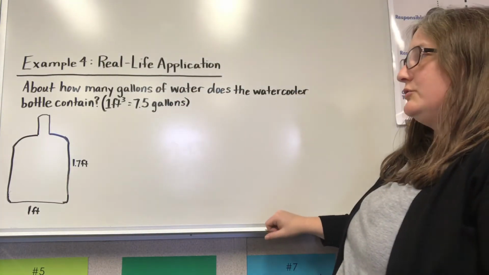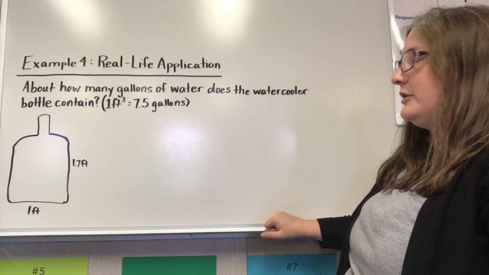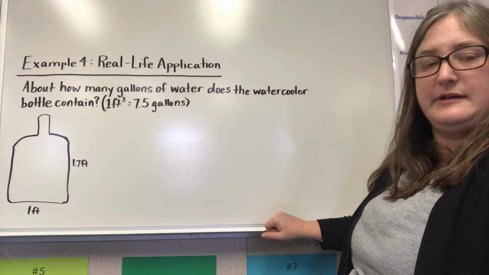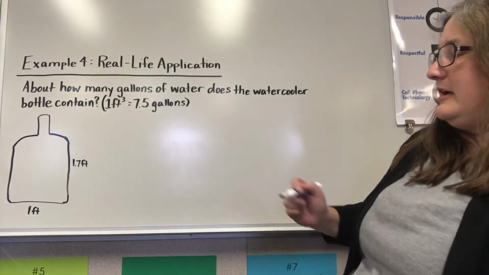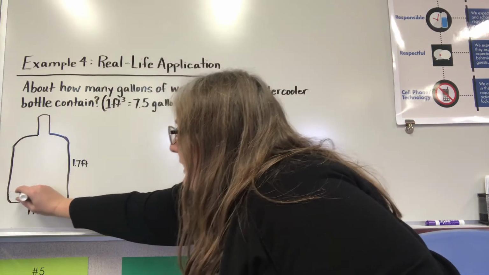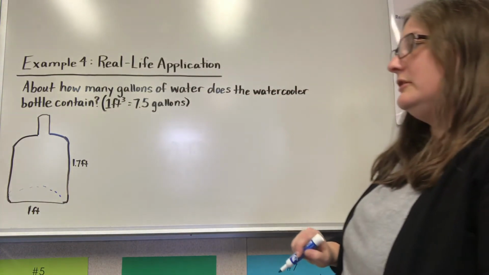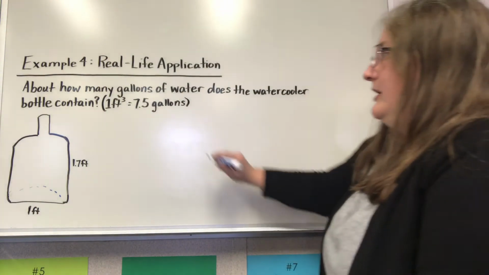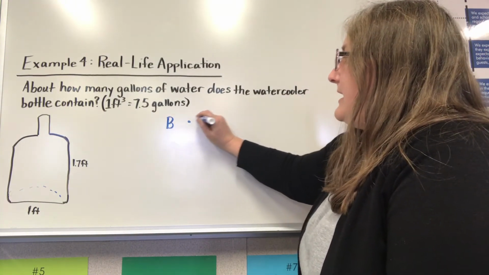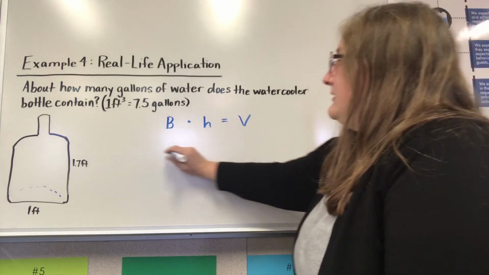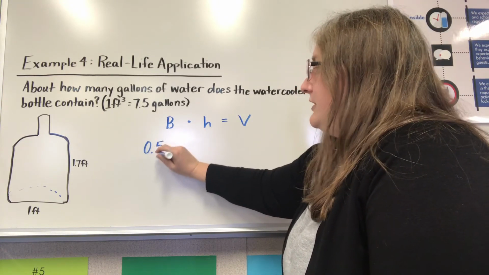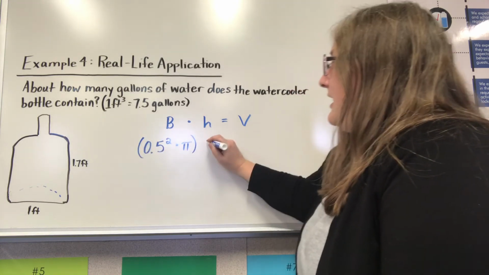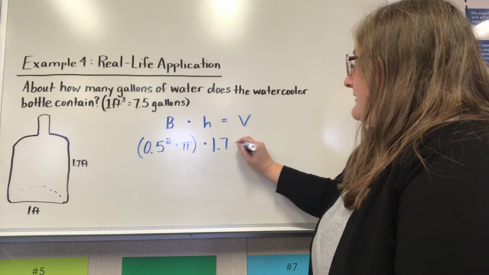Here we have a water cooler bottle that fits on top of your water cooler and contains many gallons of water. We want to know exactly how many gallons. So the first thing we're going to do is find the volume of this bottle here. It's got a cylindrical type shape, and the whole bottom has a diameter of 1 foot. So when I'm finding the area of the base, my radius is going to be half a foot. So 0.5 squared times pi for my base, and a height of 1.7 feet.